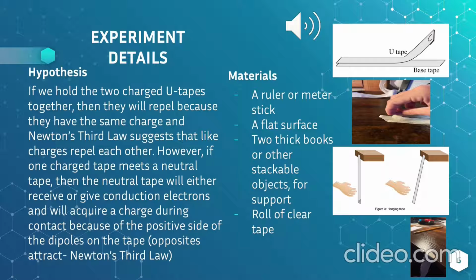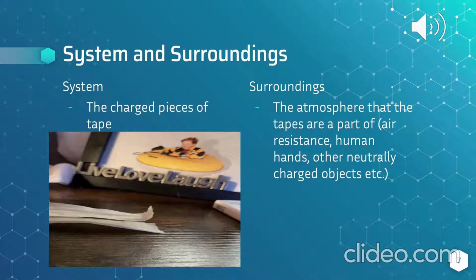The materials on the right are what you will need for this experiment, along with the pictures detailing instructions of what you'll need to do to assemble the tapes and acquire a charge. The system in this experiment is identified as the charged pieces of tape, while the surroundings are the room that the experiment is taking place in.